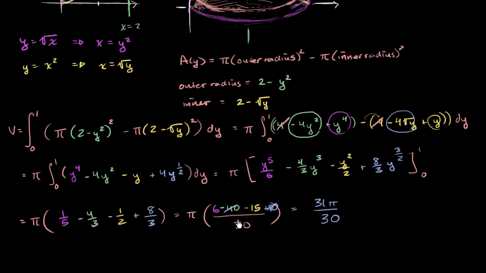I have a suspicion that I might have done something shady in this last part right over here. I'm going to do it one more time. Let's see. 80 minus 40 is 40. Plus 6 is 46. 46 minus 10 is 36. Minus another 5 is 31. So yes, we get 31 pi over 30 for our volume.